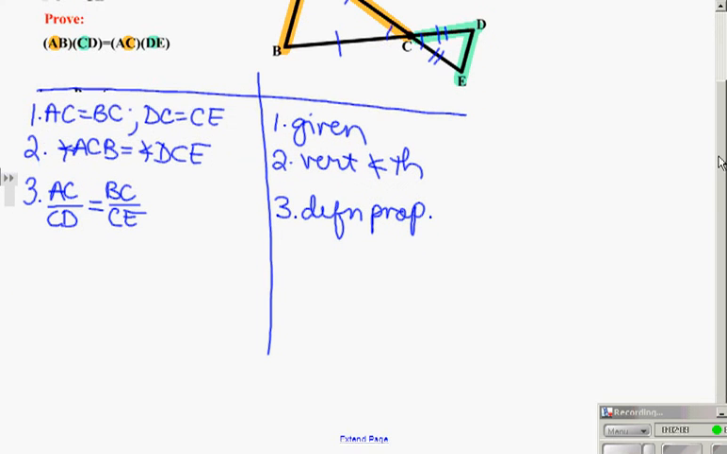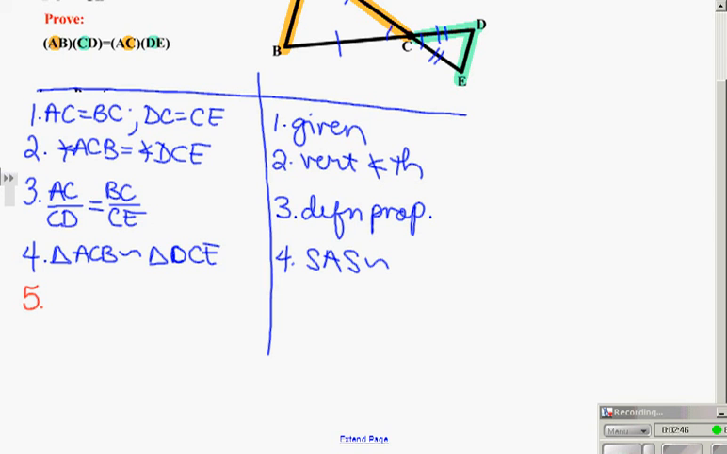Now I have enough information to say that triangle ACB is similar to triangle DCE by side angle side similarity. Now I want to set up my set of ratios that are kind of like CPCTC. What additional ratios do I know after I've proven them similar?